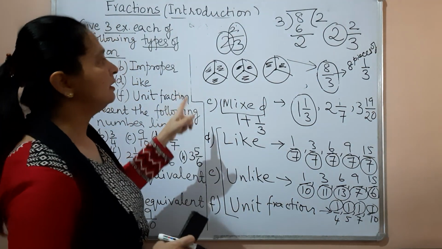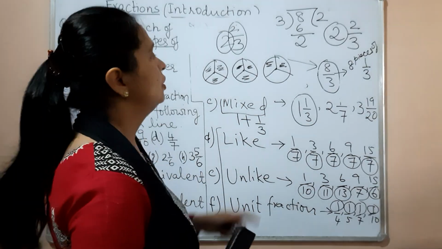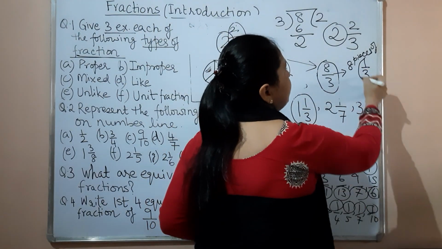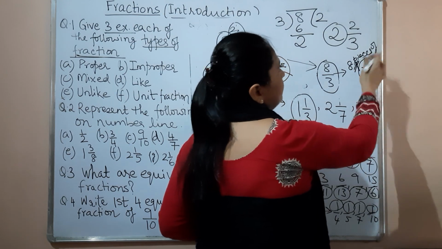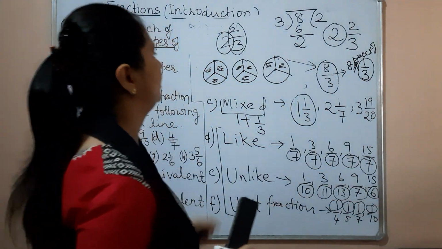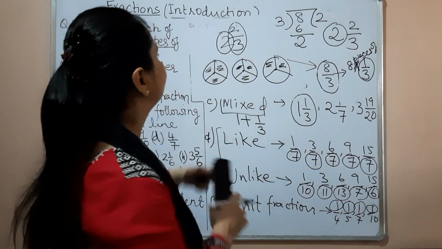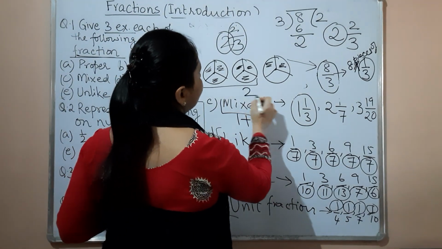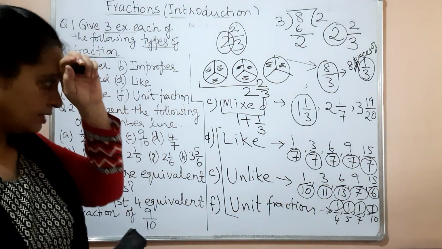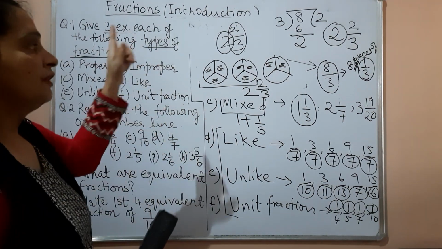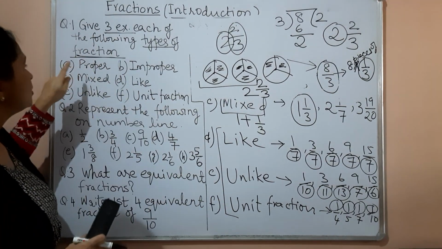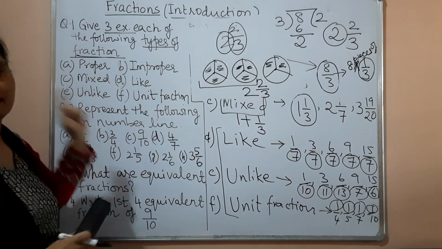So let us understand the literal meaning of each fraction. 8/3 is an improper fraction. It means 1 by 3, how many 1 by 3? 8 of 1 by 3. How many 1 by 3 pieces are there? 8. And it means 2 complete and 2 by 3 more. So this is the practical understanding of the numbers. All right. So that means there are 3 types of fractions. It can be proper, improper, and mixed fraction.